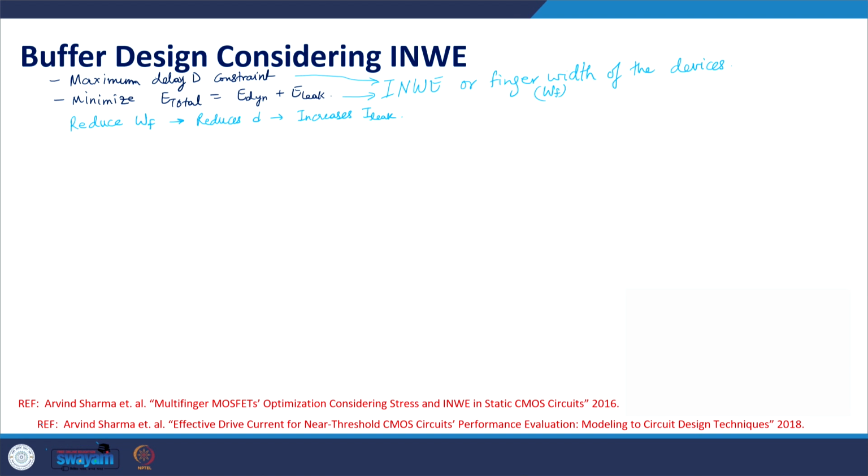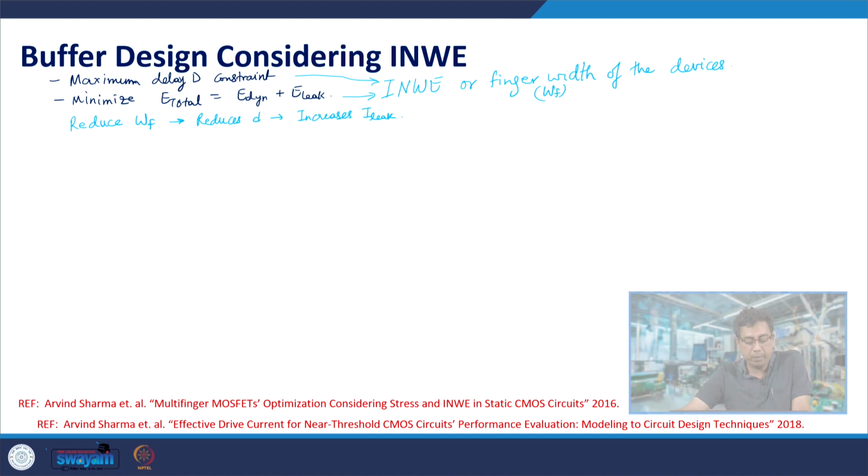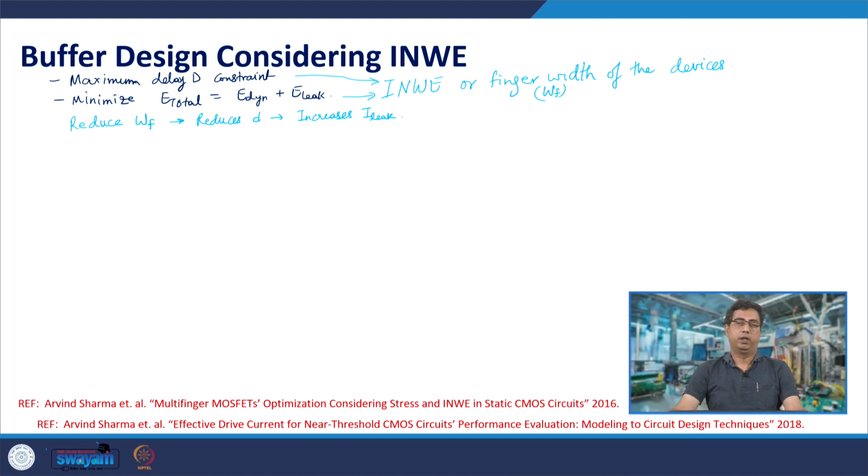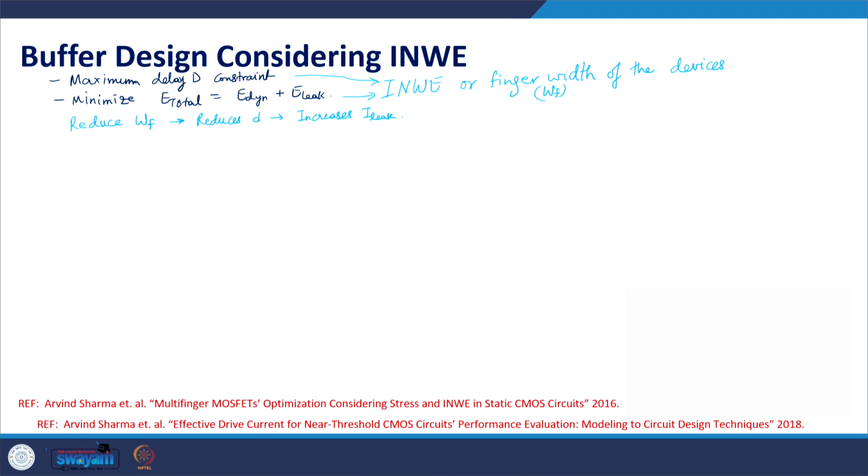So, how to consider this in buffer design? This is the quest that we are now going to answer. So, we would also like to find the optimum value of finger width of each of these devices, which gives rise to minimum energy consumption for a given delay constraint. How would we go about doing this? So, we want to minimize the delay as well as minimize the leakage consumption, or total energy consumption.